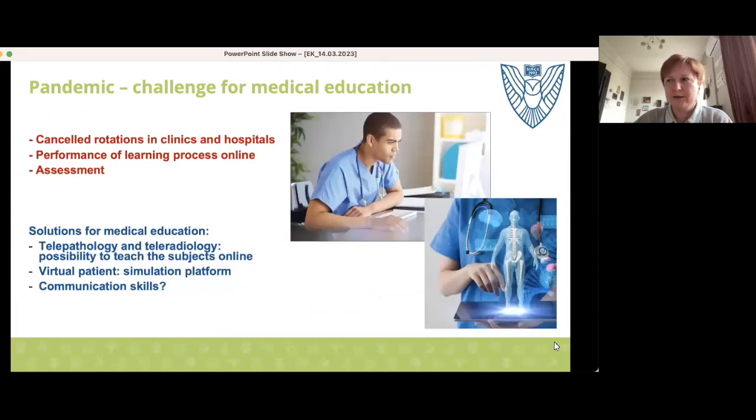Also, if we are considering what the pandemic stimulates in our everyday practice in medical education, it was related to the problems of the clinical skills development process because of the canceled rotations in clinics as well as hospitals. So it was a severe problem and a very important global problem that we cannot ensure clinical practice to our students.